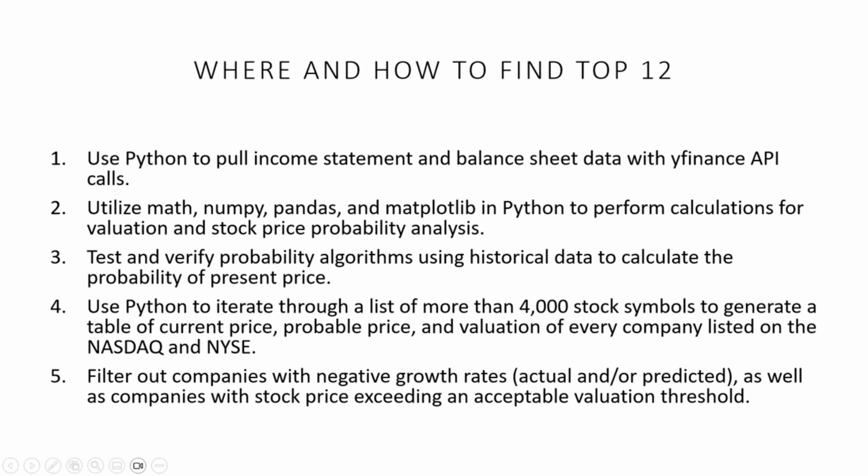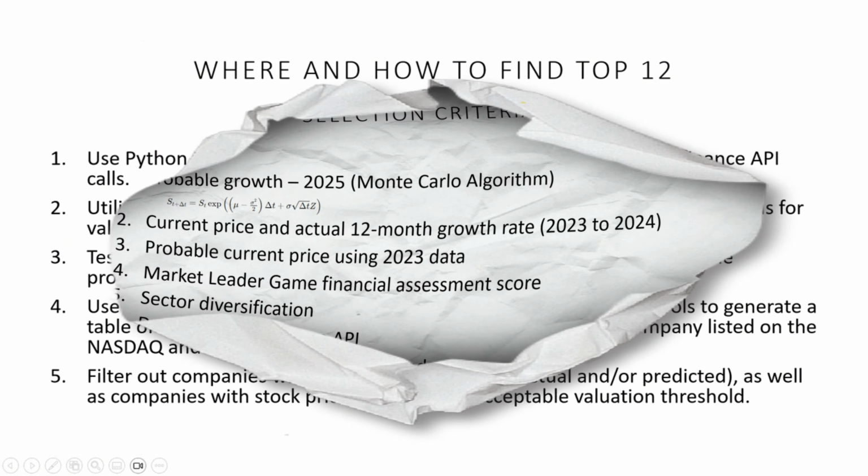I used Python to iterate through a list of more than 4,000 stock symbols to generate a table of data focusing on current price, the probable price, and the valuation using Graham's valuation formula. And then the combination of those three is how I selected my top 12, by filtering out companies with negative growth rates. Actually, I just picked out the most optimal growth rates, actual and predicted, as well as companies where the current stock price did not exceed an acceptable valuation threshold.